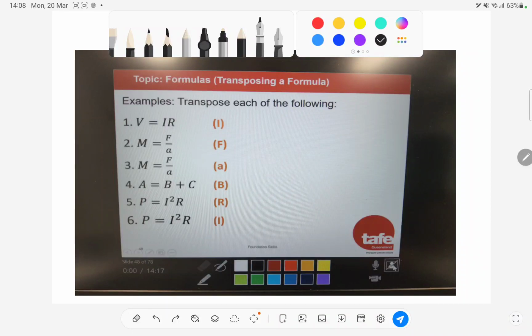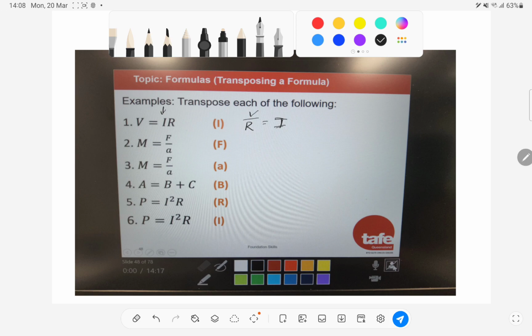Let's look at V = IR. They want to find I. I'll do it a few different ways. First of all, this is the one that I want to keep. I want to get rid of R. So if I multiply on the other side, if I take it across, it needs to be divide. I need to divide by whatever's on the other side. In this case, I've got R already, so I've got to divide. Therefore, my formula will be I equals V divided by R.